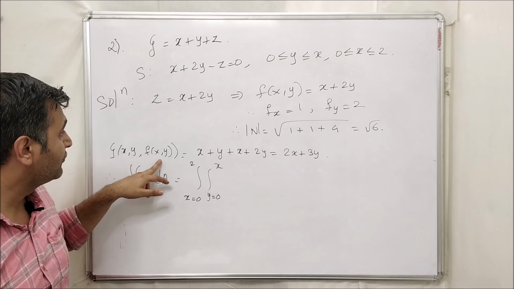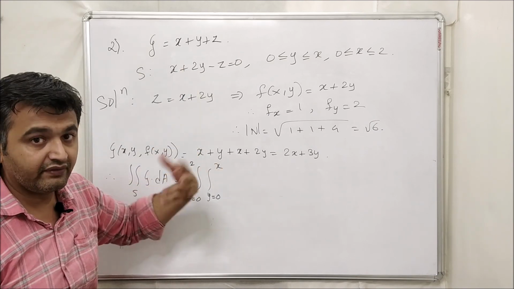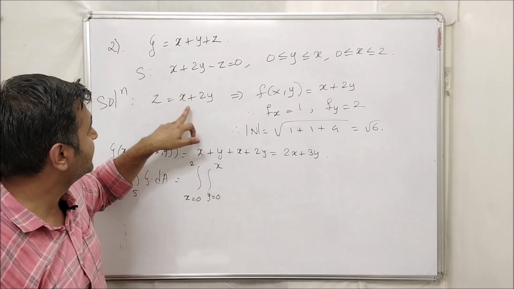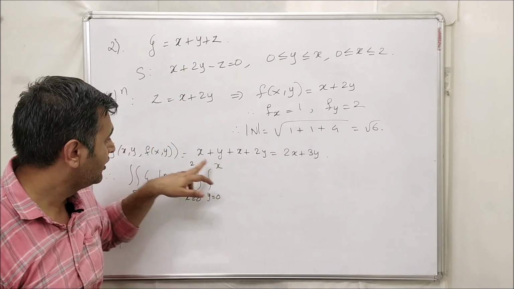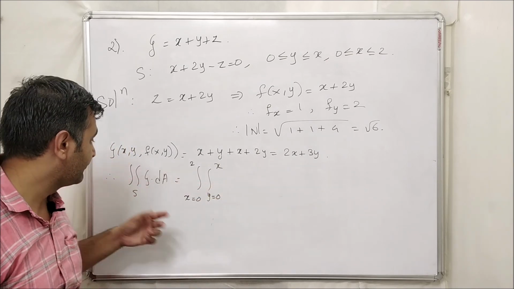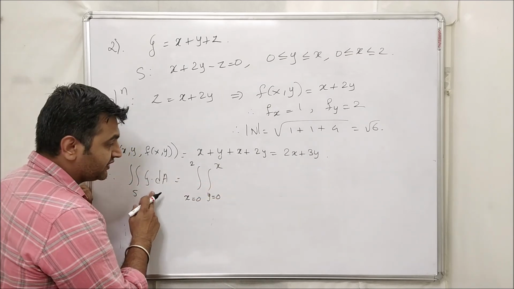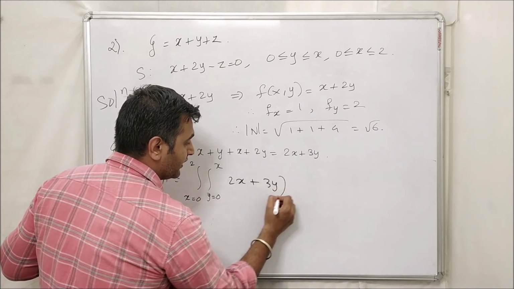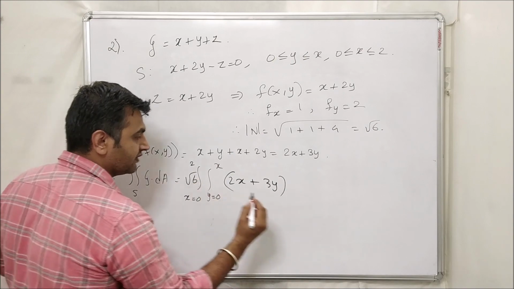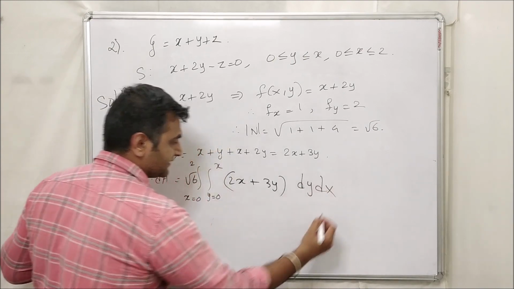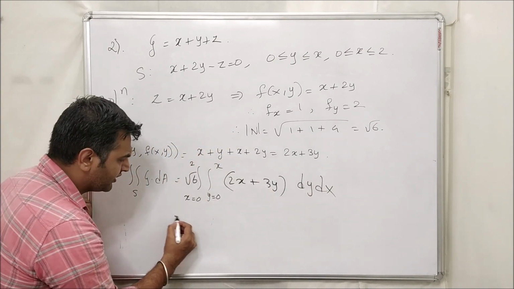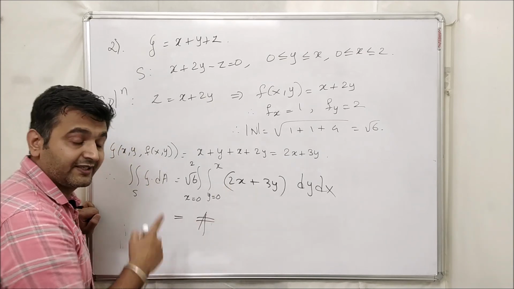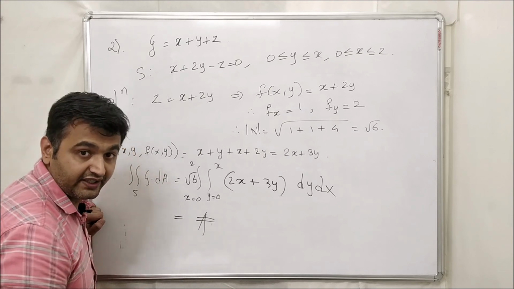Find g of x, y, f of xy. So you keep x and y as they are. Wherever you have z, you replace z by this f of xy. So x plus y plus, what is my z? x plus 2y. So you have 2x plus 3y. And therefore, again by the formula, the surface integral of g is nothing but 2x plus 3y into mod n, which is root 6. So root 6 will come outside, and here you have dy dx. Now this is a normal double integration, right? So you simply solve this double integration, and this is the second homework. You have to tell me what answer you are getting.